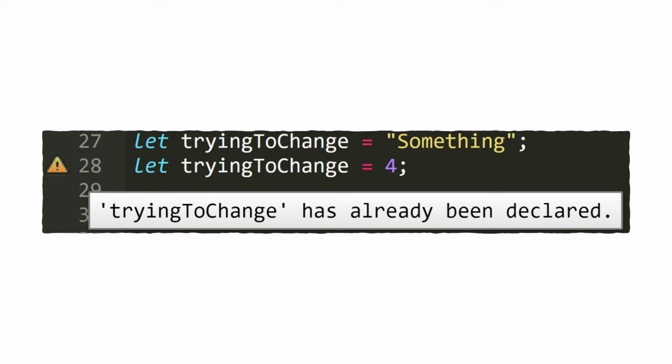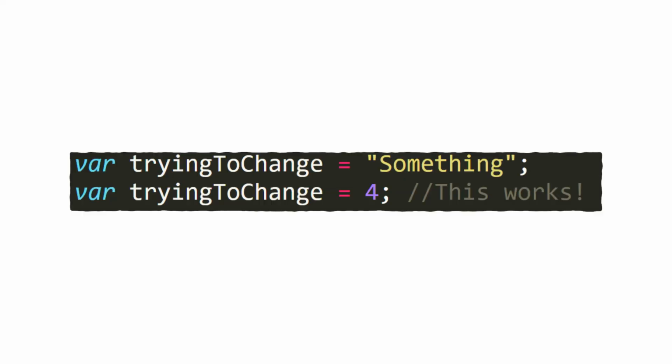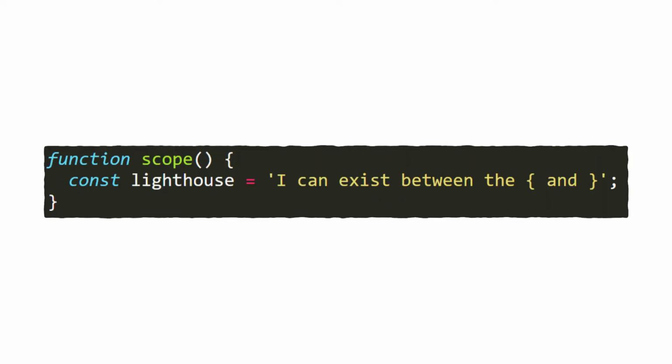In addition, let variables cannot be redeclared in the same scope, a feature that will likely prevent wrong code. Var variables in this regard offer more flexibility. Const variables are similar to the let variables in terms of scope.